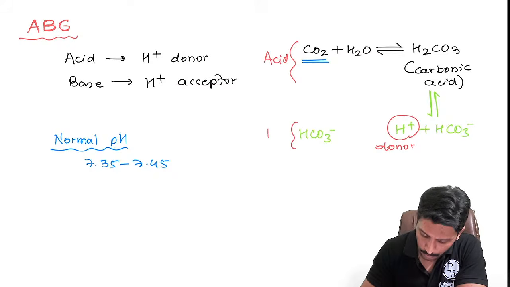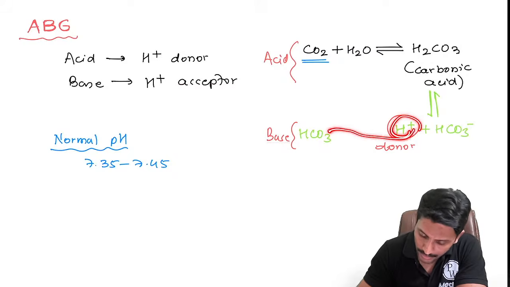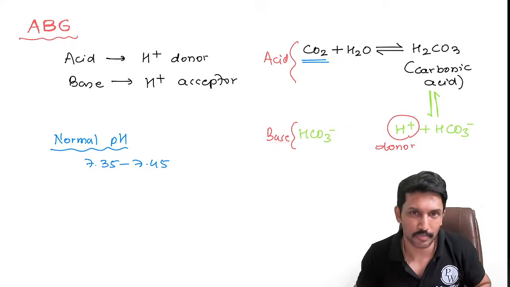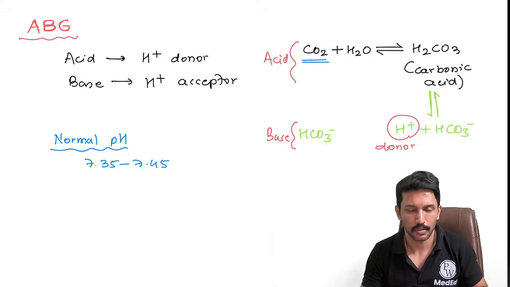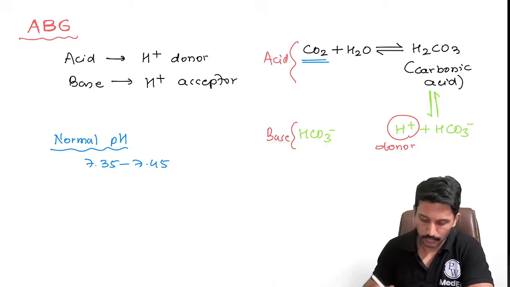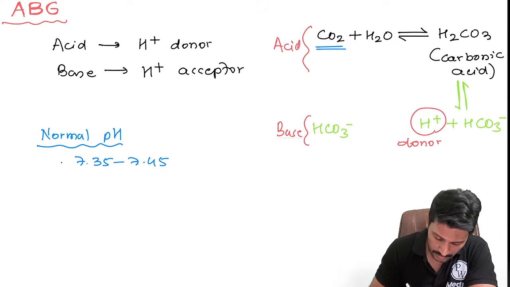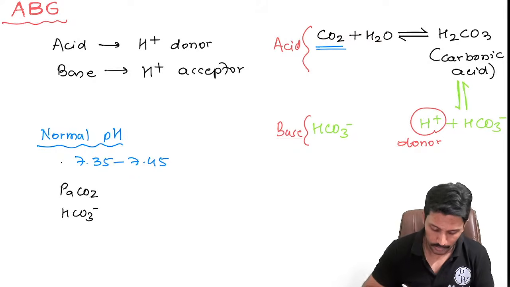And if you ask me an example for a base, then it is bicarbonate, because bicarbonate can bind with H plus. It can accept H plus. So an H plus acceptor is a base and an H plus donor is an acid. Now, this is the normal pH that I need. And this is achieved by maintaining the relative values of PaCO2 and bicarbonate normal.